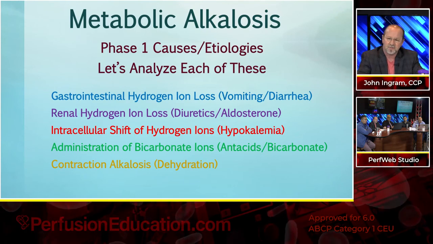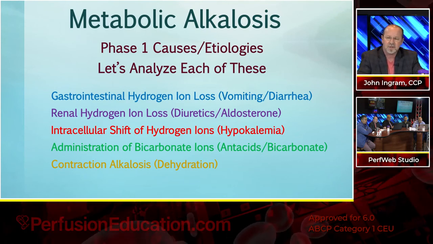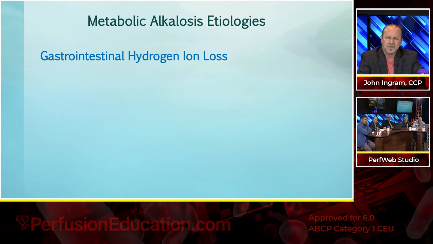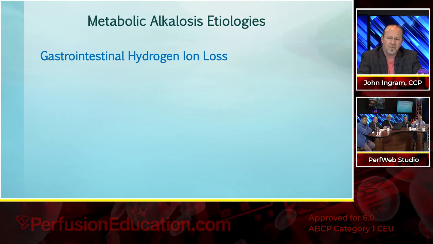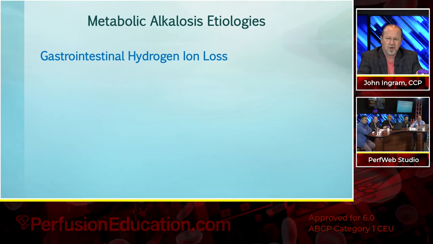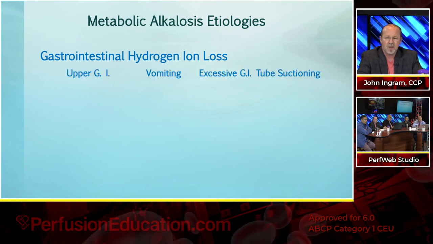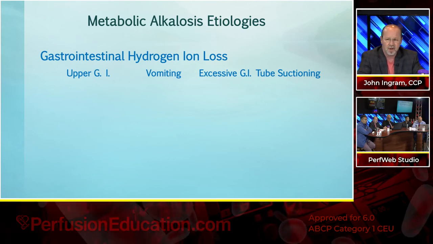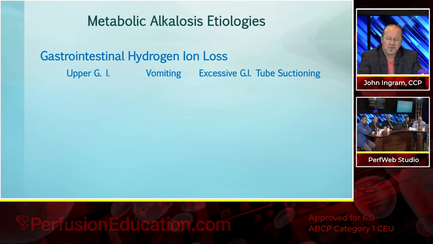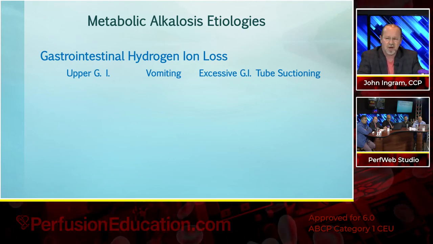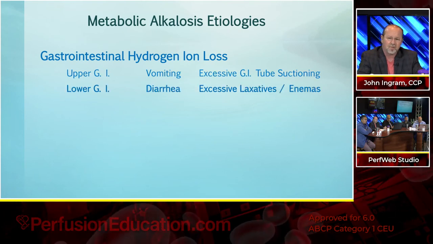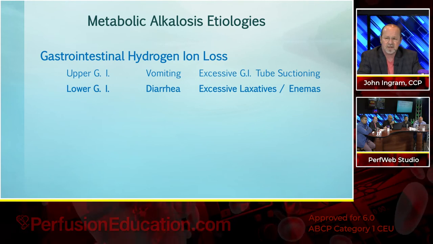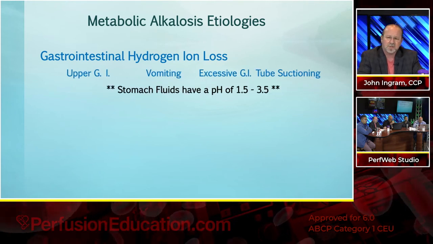So looking at these 5 etiologies again, we're going to look at each one and how they cause the alkalosis. First of all, the gastrointestinal, or GI, hydrogen ion loss. You can have an upper GI factor, which is either vomiting, or we can also see this in the hospital with excessive GI tube suctioning. Or you can have a lower GI factor, which is usually diarrhea, or people who use excessive laxatives or enemas. So let's look at the upper GI one.